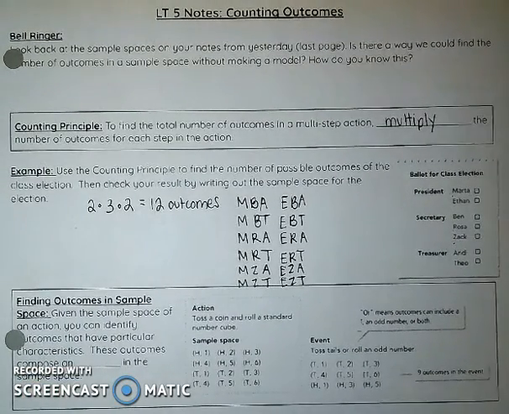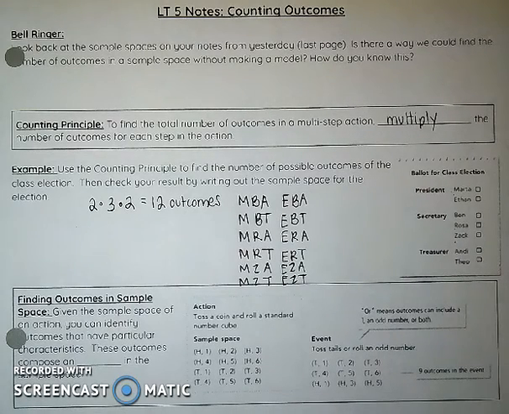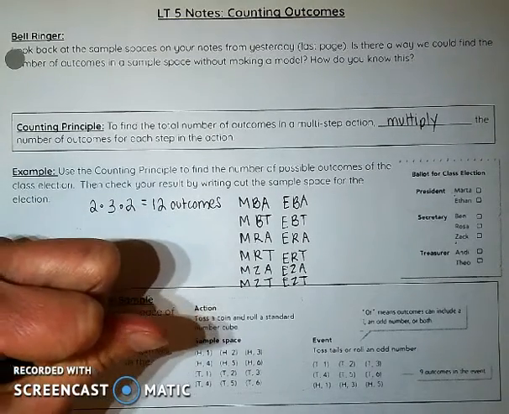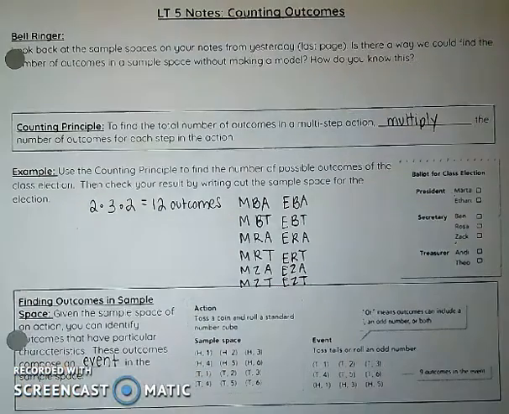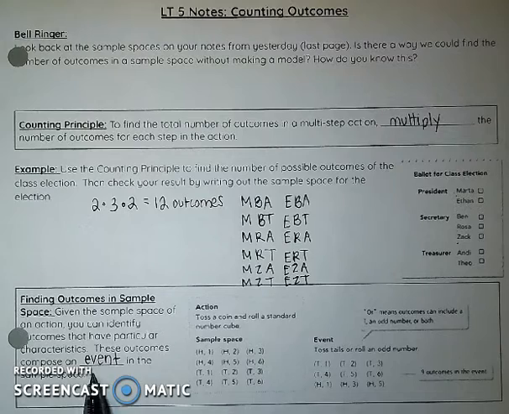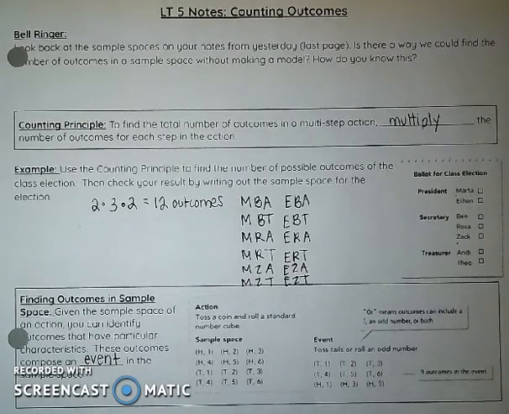Now sometimes when we look at our sample space, we're going to have to identify outcomes, and there's no quick way around it. And so sometimes the best thing to do is to list our outcomes and identify outcomes that work for a certain event. So this says finding outcomes in the sample space. Given the sample space of an action, you can identify outcomes that have particular characteristics. These outcomes compose an event in the sample space. We talked about events before with simple events, and these are just the same. They're looking for different outcomes that work for a certain event just with compound events now.